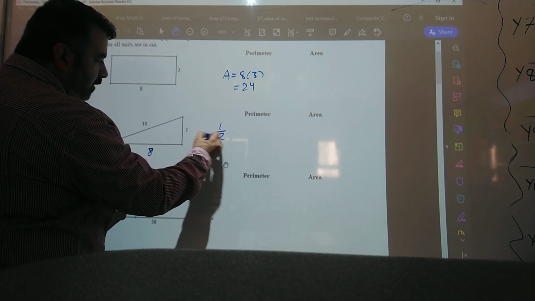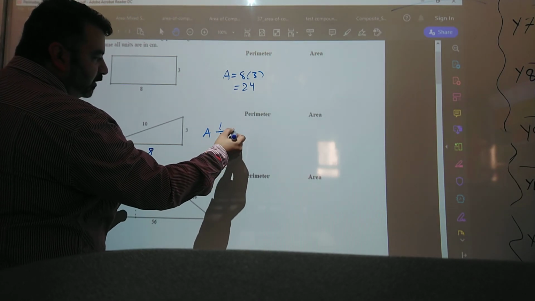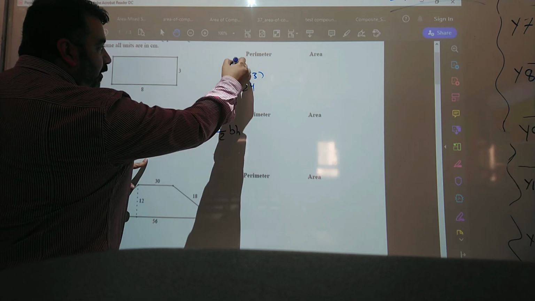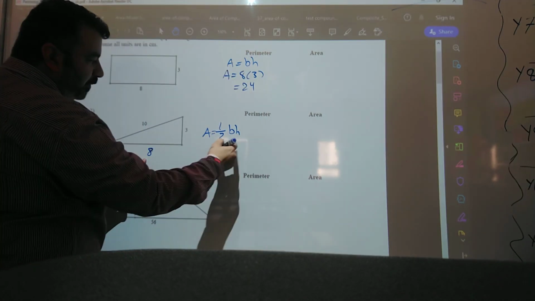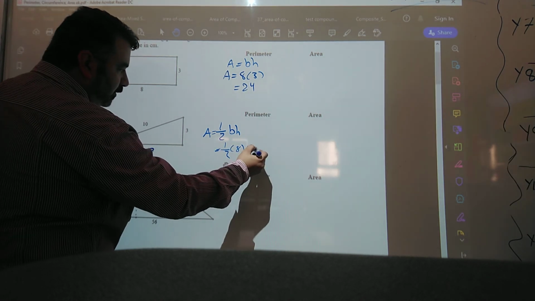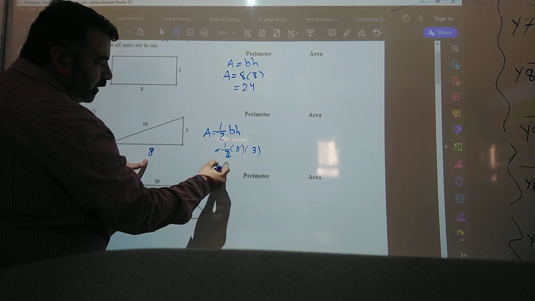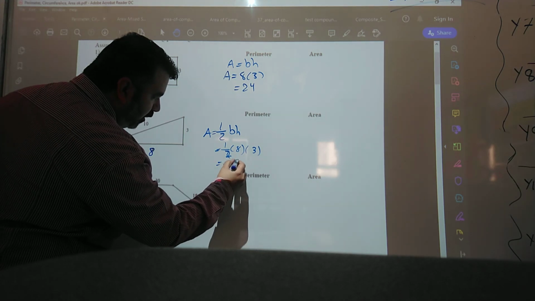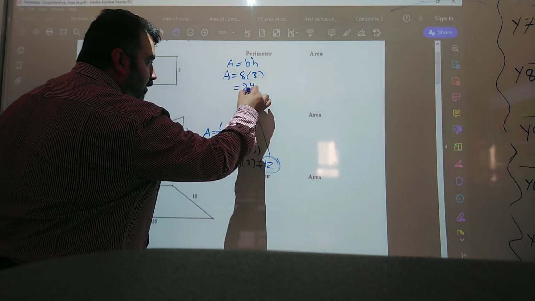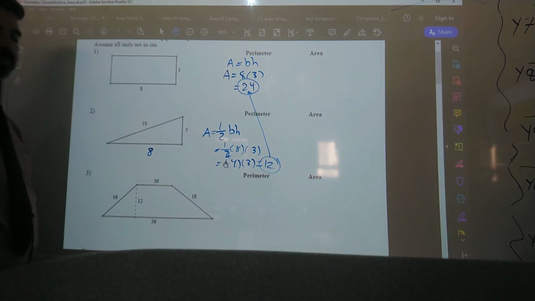What's the area of the triangle? Well, as you said, the area of the triangle equals half times base times height. Here, area equals base times height. So half times 8 times the height, which is 3. Okay. So half times 8 equals 4, times 3 equals 12, which is, look, half.